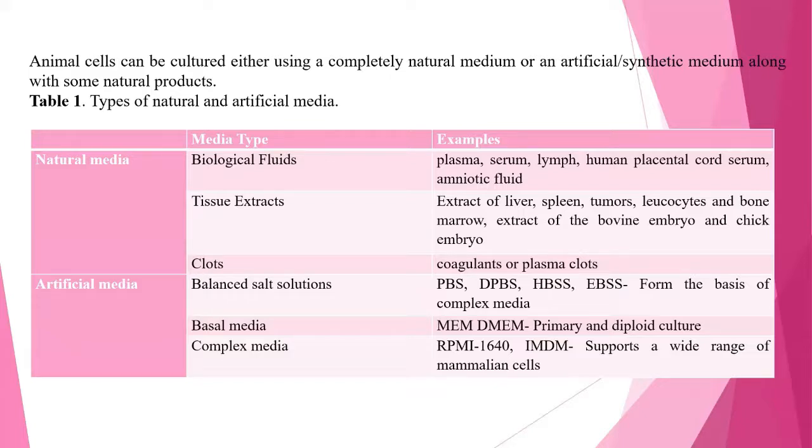So animal cells can be grown both in artificial as well as natural medium. So if you see which are the natural media, those are the ones which I've listed here. Okay, there is biological fluids.